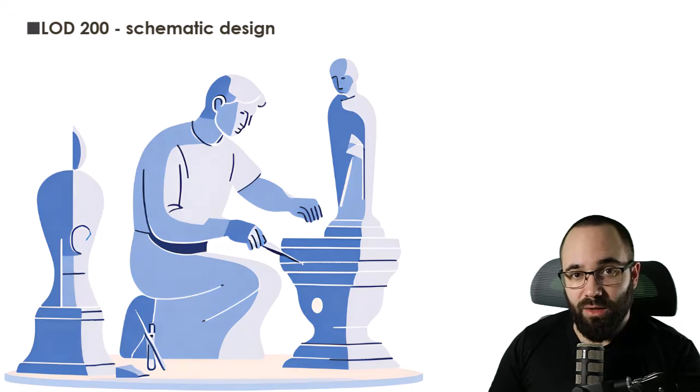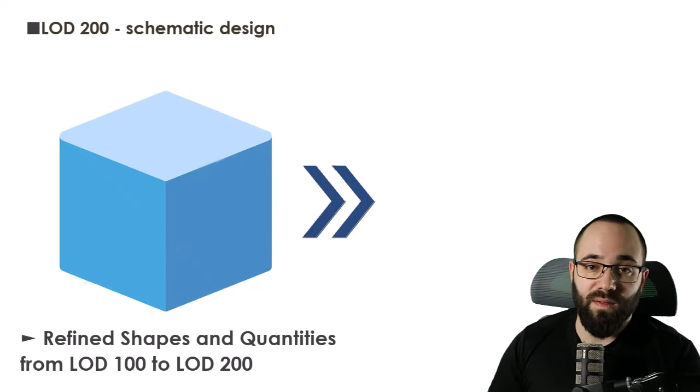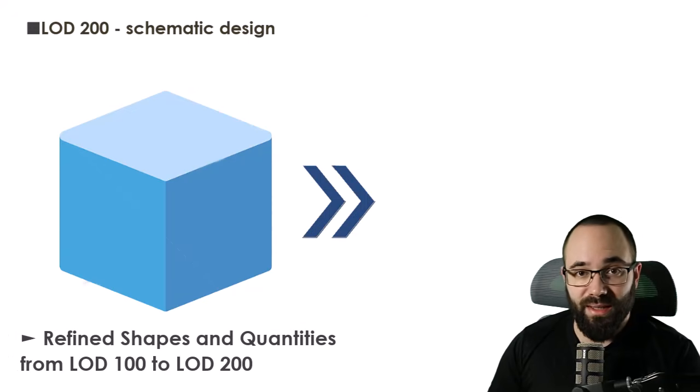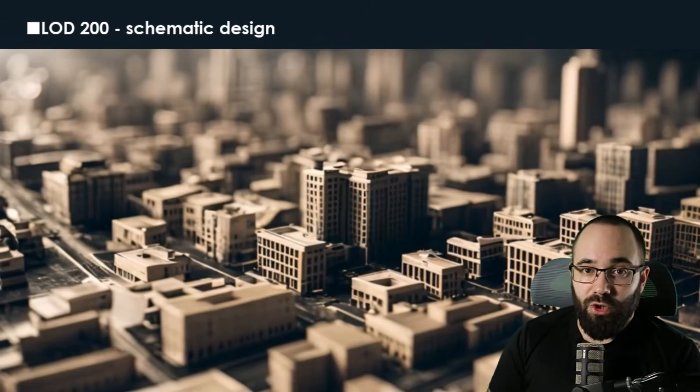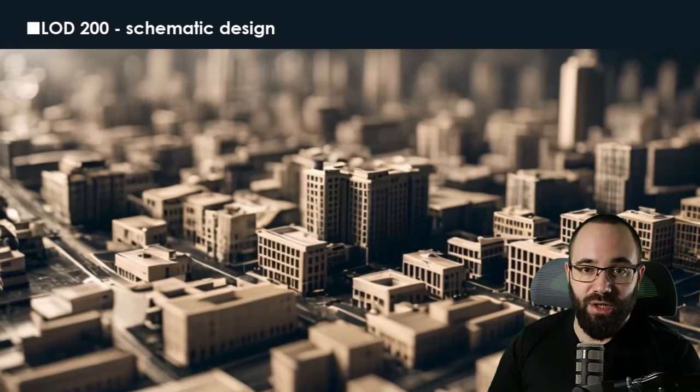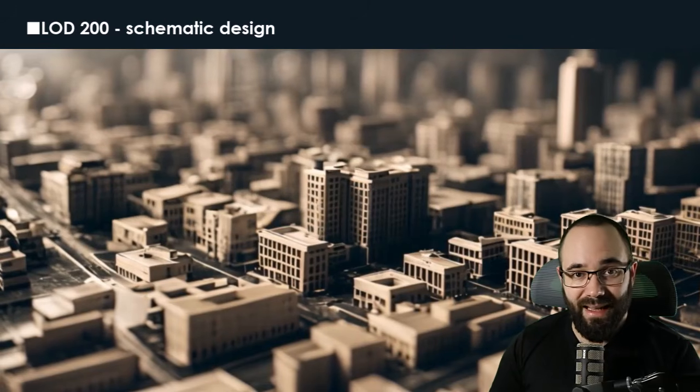So at LOD 200, the BIM model evolves from the basic geometric representation of LOD 100. It includes more detailed shapes, approximate quantities, and sizes of building elements. Architects and designers use this level to enhance spatial representation and refine the project's layout.